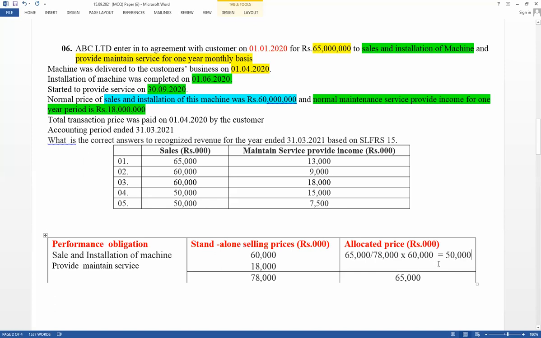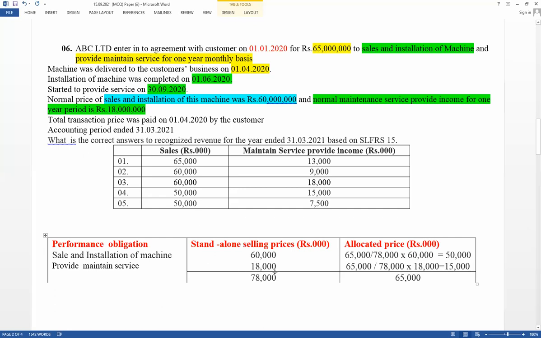Allocate the transaction price among the performance obligations for the maintenance service. Think about 65,000 divided by 78,000, into 18,000. Allocate the transaction price among the performance obligations based on the standalone selling price. Therefore, here the value equals 15,000. Then the total transaction price equals 65,000: 50,000 relevant for sales and installation of machine and 15,000 for providing maintenance service.